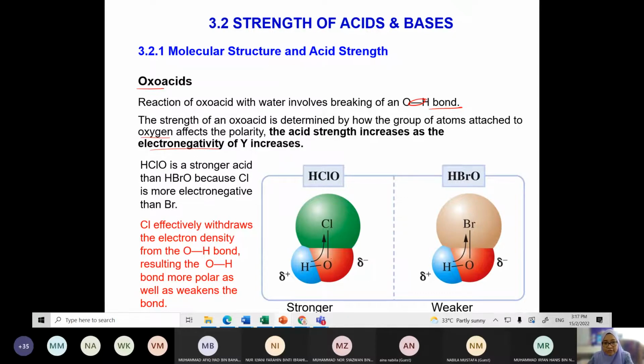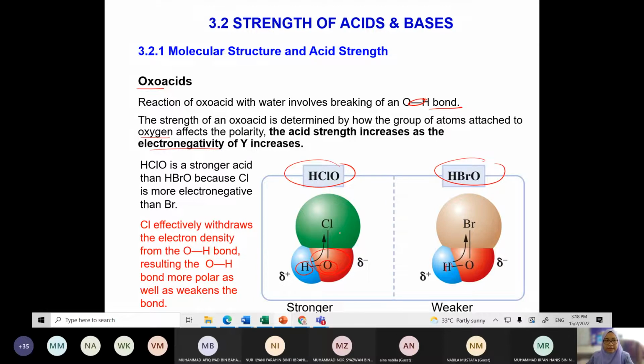We know that oxygen, look at the diagram here. So we have HClO and HBrO. We know that this hydrogen is the one that needs to be removed later on. So this hydrogen is directly attached to O. Same goes for HClO and HBrO, the hydrogen is directly attached to O. But what contributes to how easy it is for the bond to be broken depends on the group of atoms that is attached to the oxygen. It depends on which atom is attached to the oxygen.